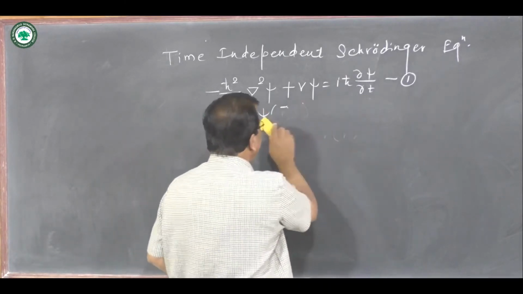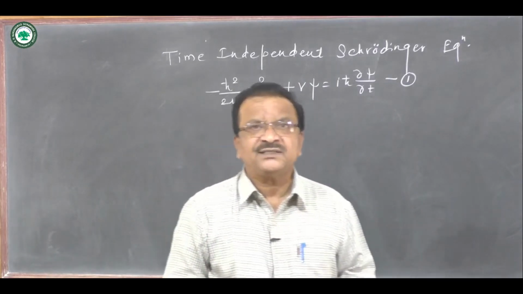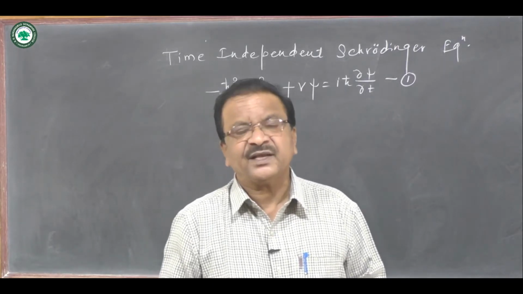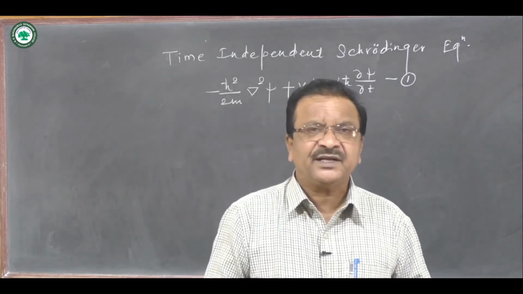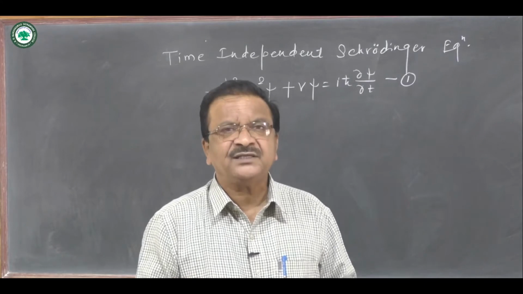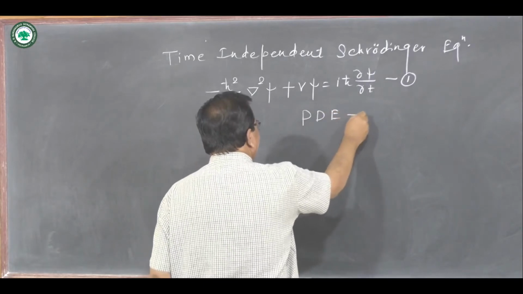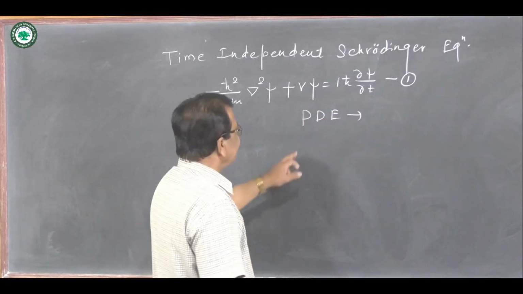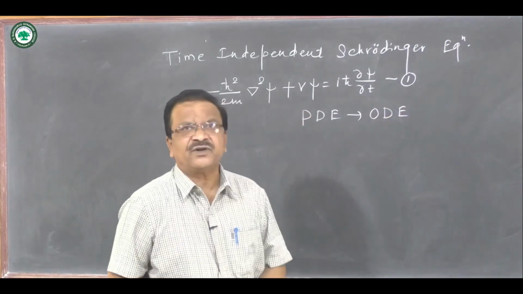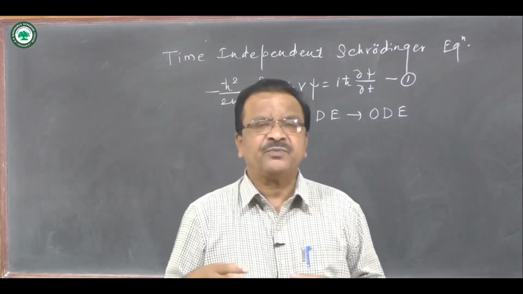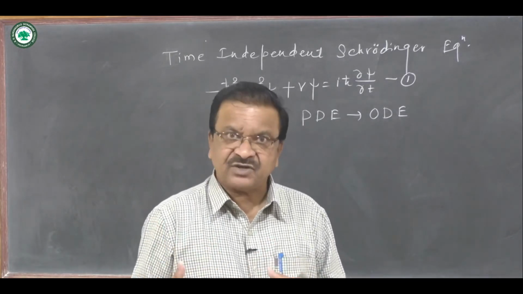Then this partial differential equation can be solved by a technique called the method of separation of variables. What happens by this technique? If you apply this technique to a partial differential equation, PDE, it gets converted to an ordinary differential equation. So by the method of separation of variables, the partial differential equation will become an ordinary differential equation.